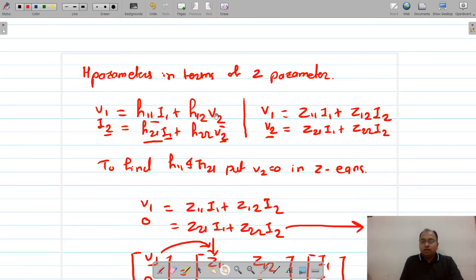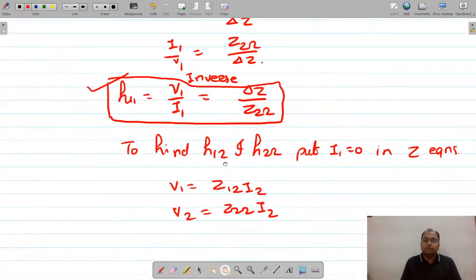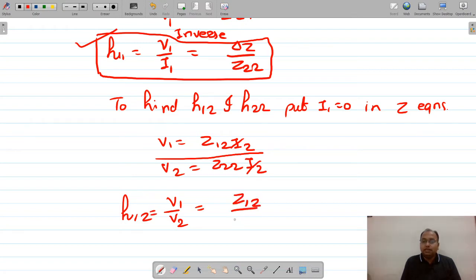So therefore H12 is nothing but the ratio of V1 to V2, right? So let us find it out first, and then we'll switch to the second part, H22. Let us take the ratio of these two so that we will get H12. After taking the ratio of these two, I2 will get cancelled out, and therefore V1 divided by V2, and that is H12, is equal to Z12 divided by Z22.